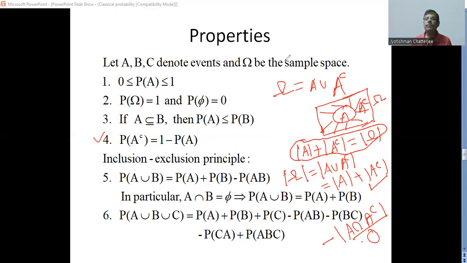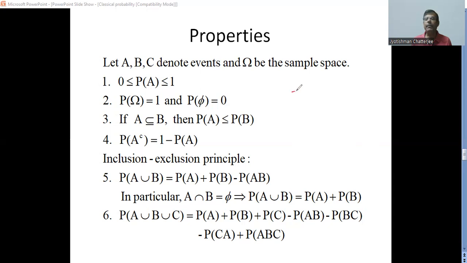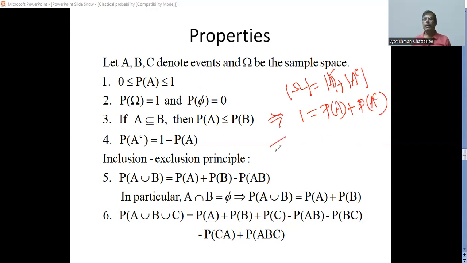Now, we have size of omega equal to size of A plus size of A complement. If we divide both sides by size of omega, we get 1 equal to P of A, because size of A divided by size of omega is nothing but P of A, and this one becomes probability of A complement, because this is nothing but size of A complement by size of omega. I hope this is clear. All I'm doing here is, let me write it down more clearly.